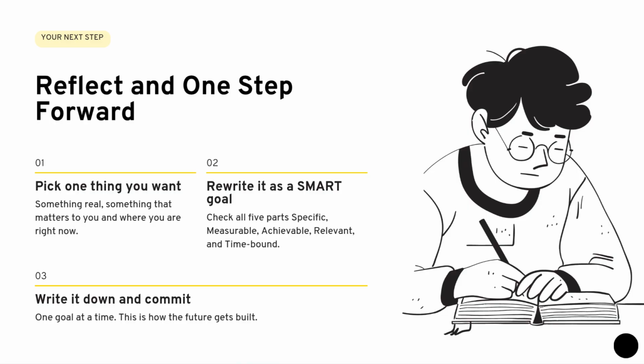A SMART goal takes a dream out of your head and turns it into a plan that you can actually start. My challenge for you is to pick one thing that you want, something real, something that matters to you where you are right now. Then rewrite it as a SMART goal. Check all 5 parts off: the specific, measurable, achievable, relevant, and time-bound parts, each one. Then write it down and commit, because one goal at a time is how the future gets built. One goal at a time, and consistency is what takes you from struggle to stability.